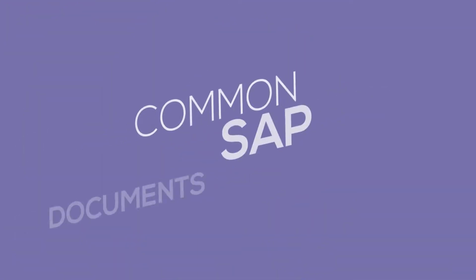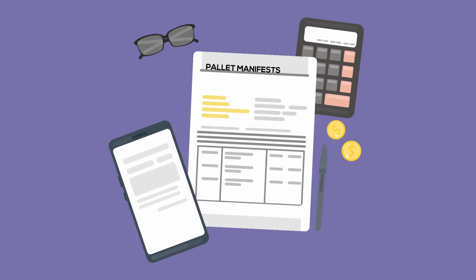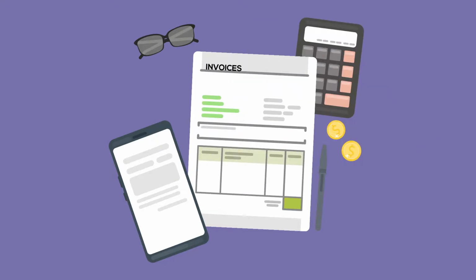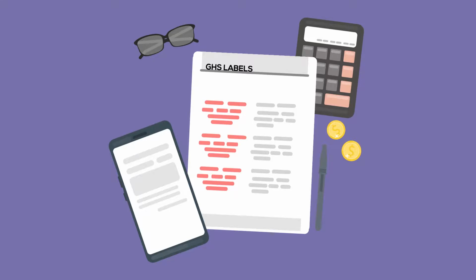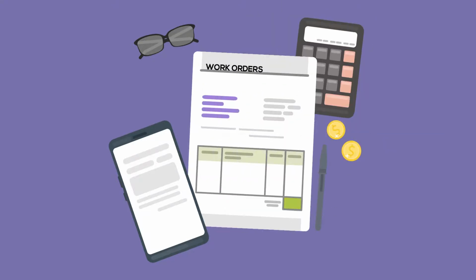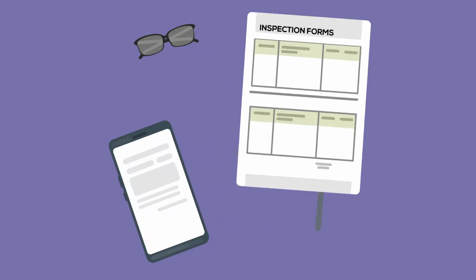Common business critical documents generated from SAP include bills of lading, packing lists, pallet manifests, proof of delivery, invoices, waybills, shipping labels, GHS labels, checks, work orders and bulletins, releases and manifests, and inspection forms.